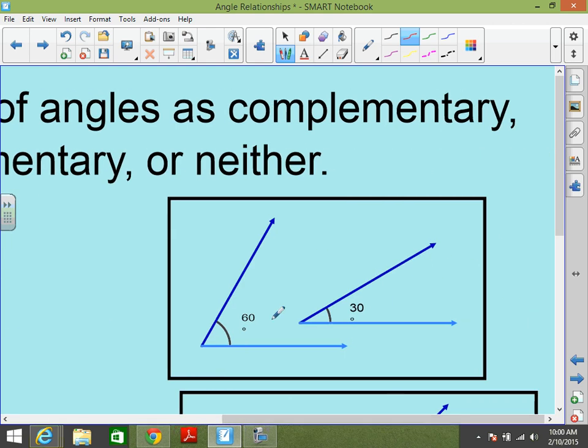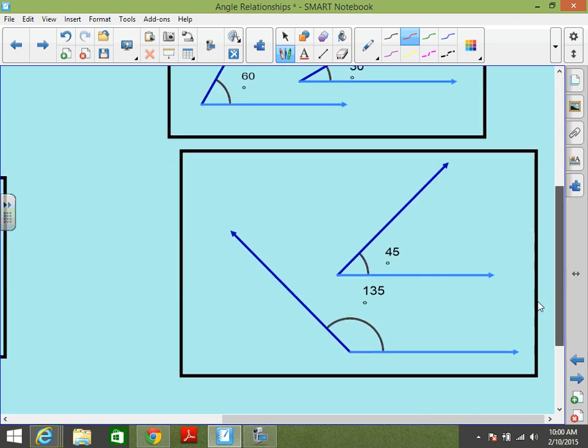All right, next. A 60-degree angle and a 30-degree angle. Complementary. Yes. Why? Because if you add them up, it adds up to 90 degrees. Yes. Excellent. Next.